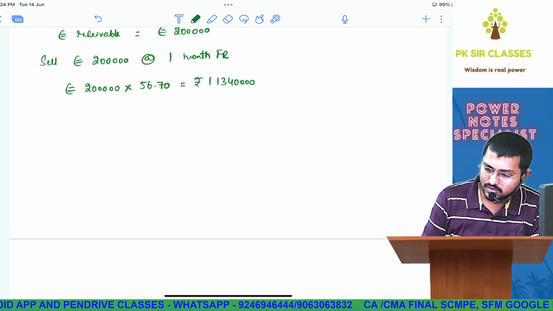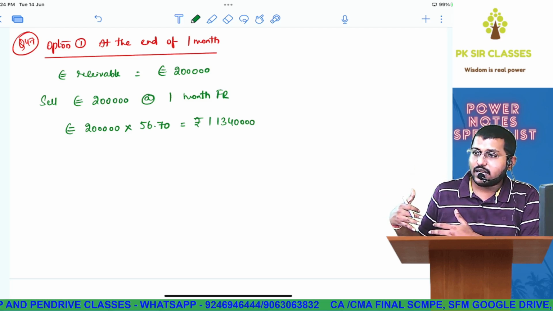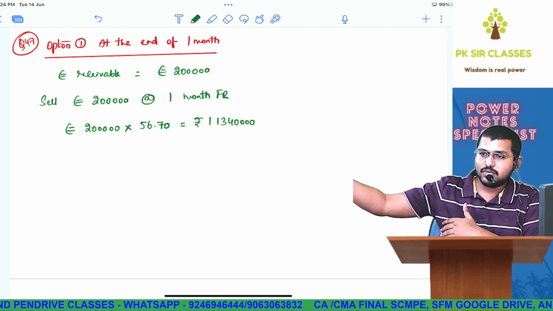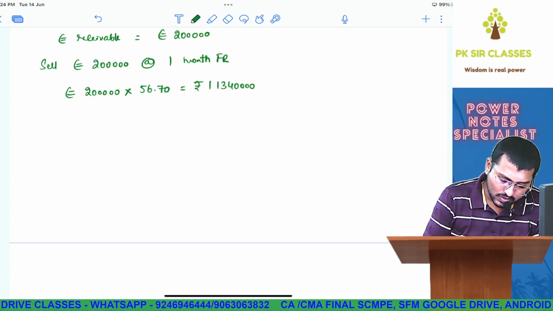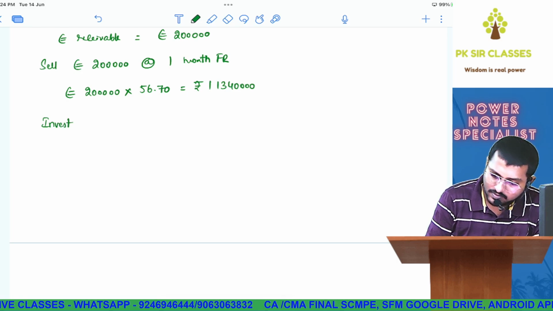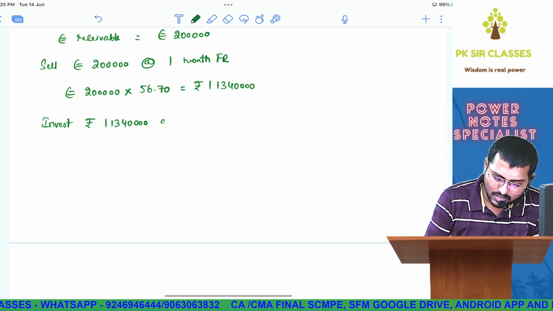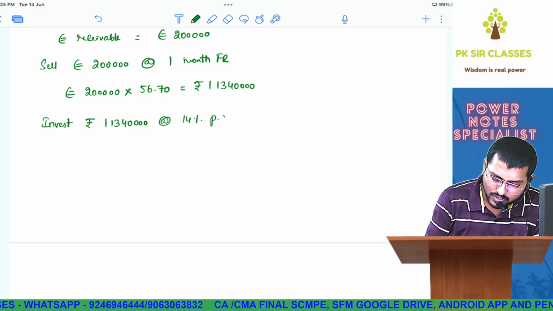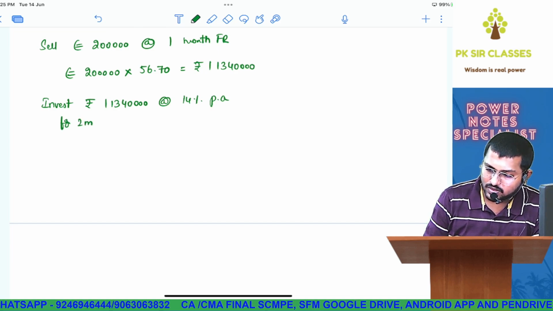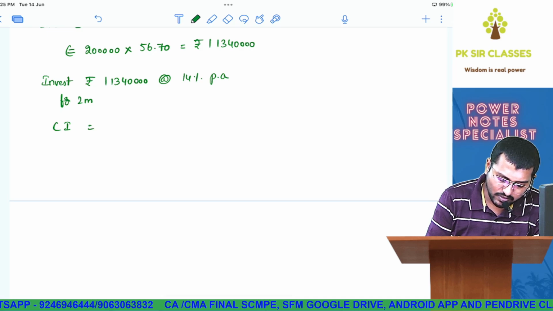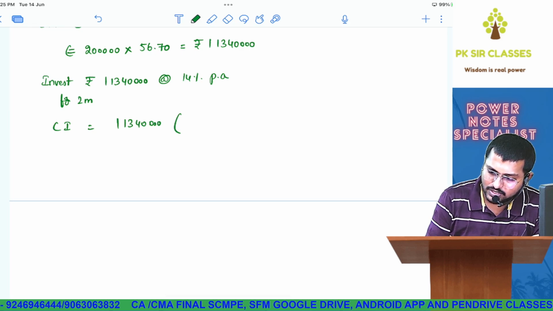See, this money I'm going to get after 1 month. But the total credit period is for 3 months. What I'll do with this money in the remaining 2 months, I will invest. So invest 1 crore 13 lakh 40,000 at how much percentage interest rate? 14% per annum for 2 months. So cash inflow is equal to 1 crore 13 lakh 40,000 into what is that?